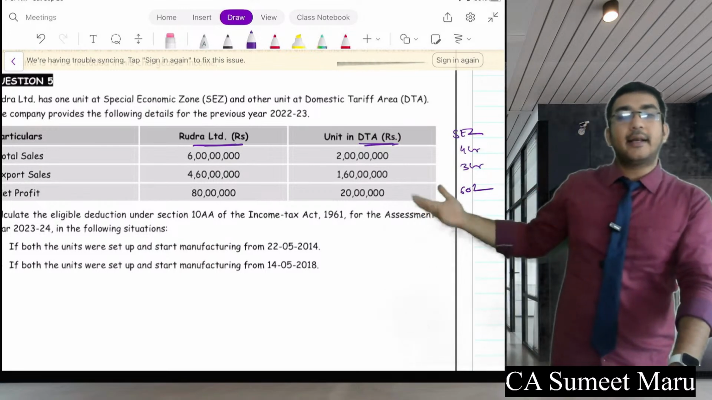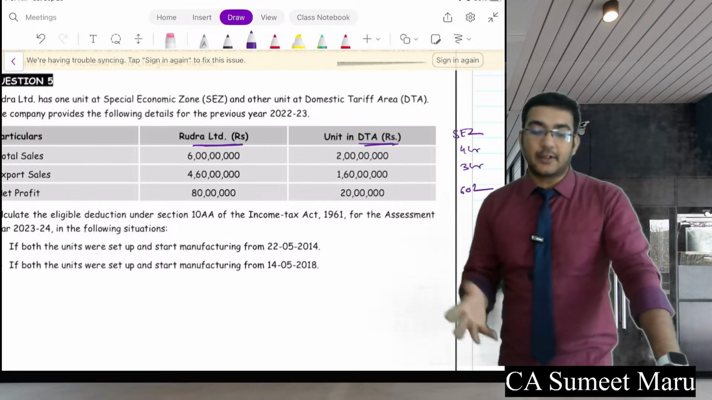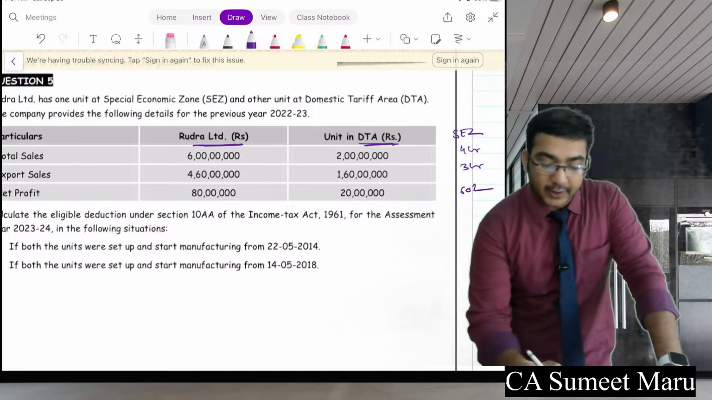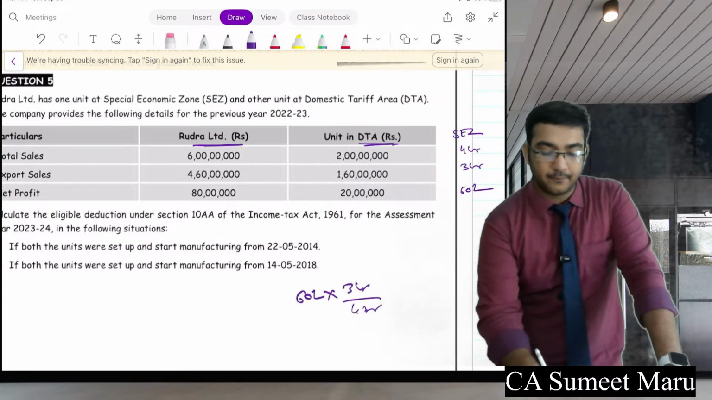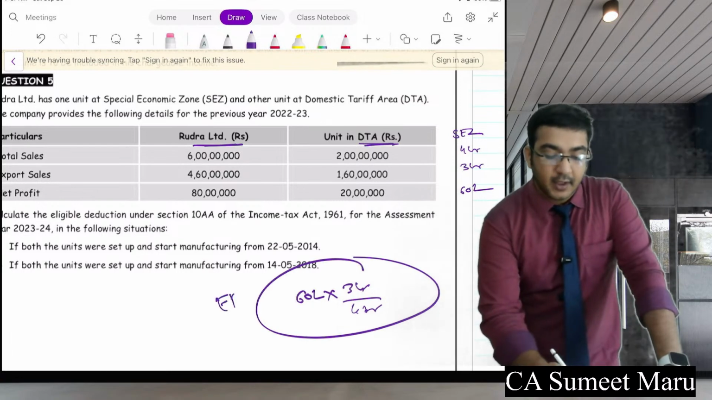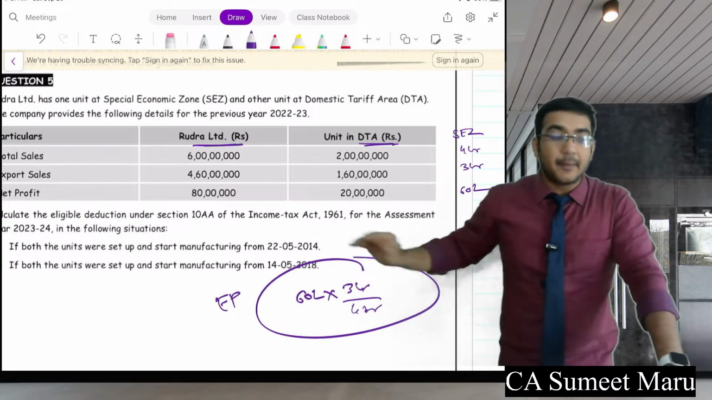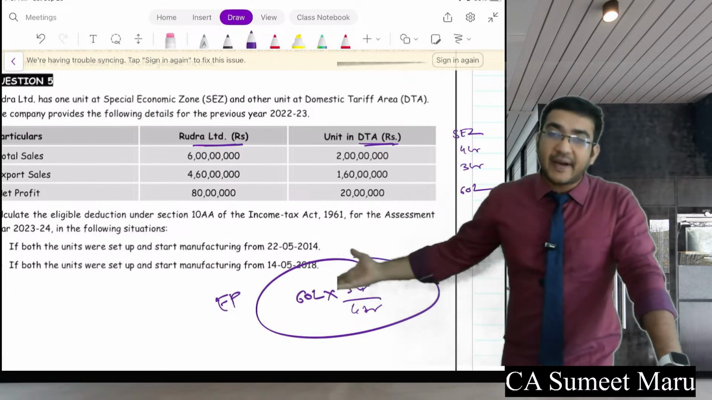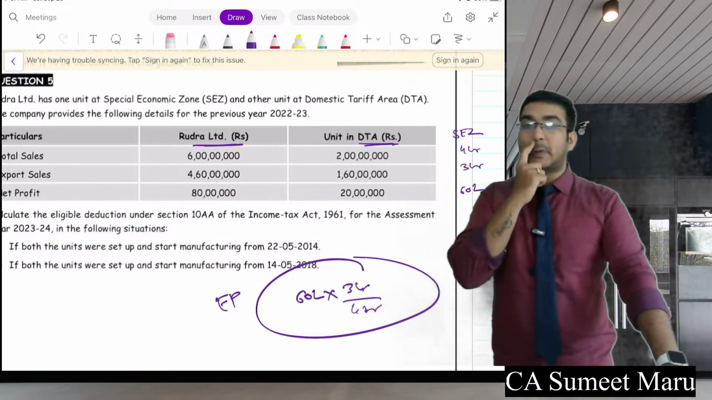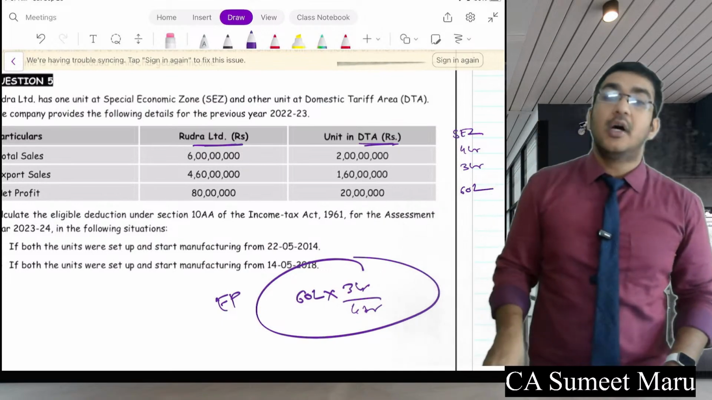So now, accordingly, you will see if it is the first 5 years, 100% of export profit, how would you be calculating the export profit? 60 lakhs into 3 crore upon 4 crore. This will give you export profit. If it is the first 5 years, 100% of this is exempt, next 5 years 50% of this is exempt, next 5 years 50% of this or the amount which you put into your reinvestment allowance reserve will be exempt.